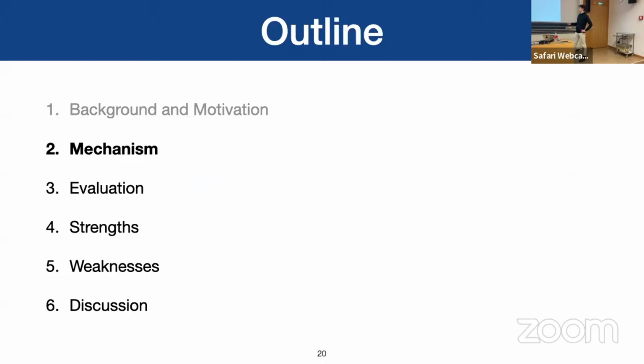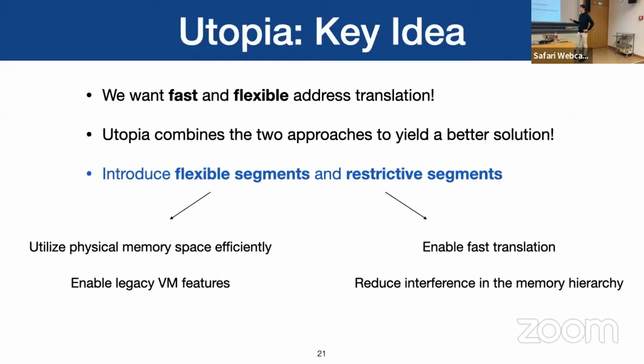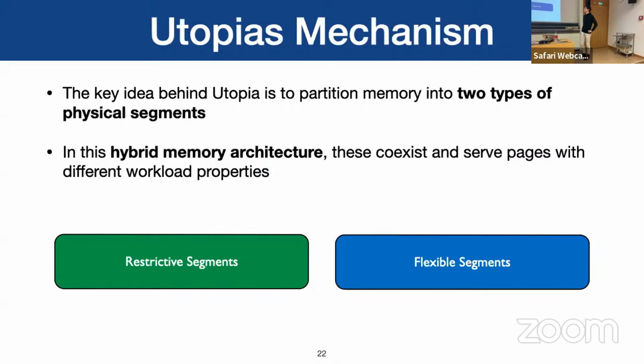Okay, so let's get to what Utopia does. It introduces two ways of translating addresses via flexible segments and restrictive segments. So we divide our memory into these parts where flexible segments utilize the physical memory space efficiently to get over the problem with increased swap space usage. And also we enable legacy VM features because flexible segments basically still use the page table-based approach. And restrictive segments, on the other hand, use a hash-based approach, which enables fast translation and reduces the interference in the memory hierarchy, namely filling up the caches with page table data.